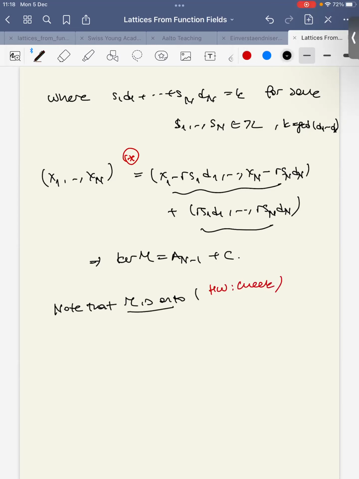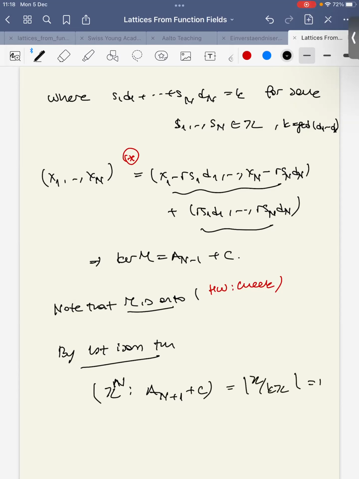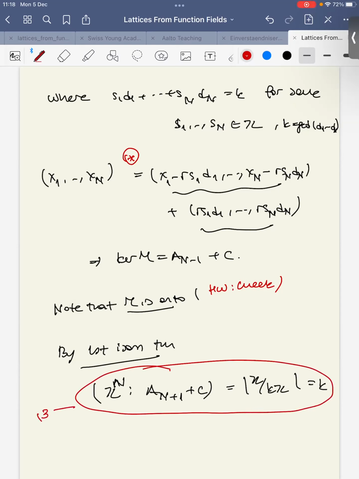This is a simple homework to check. By the first isomorphism theorem, we know that the domain quotient of the kernel is isomorphic to its image, which is exactly the K. So here, let me denote this equality by 3.